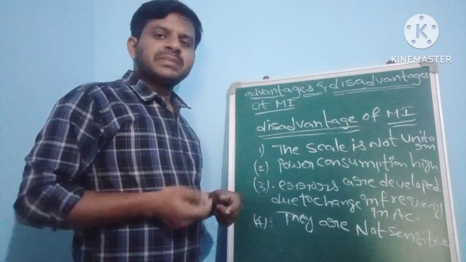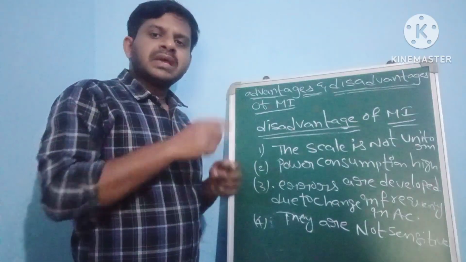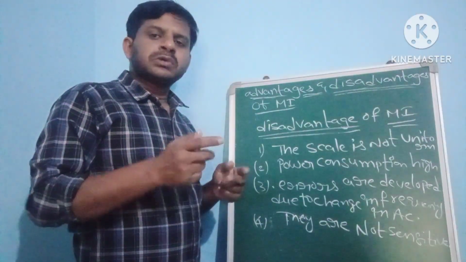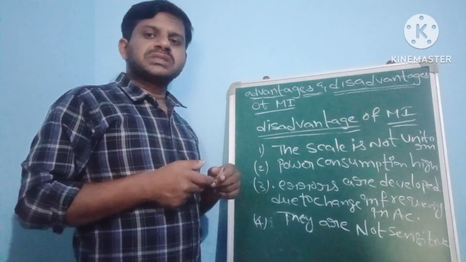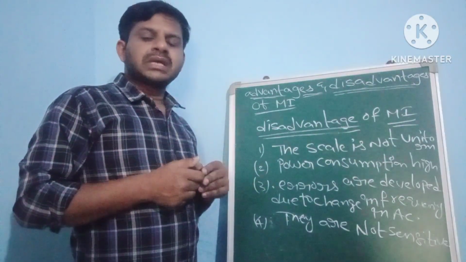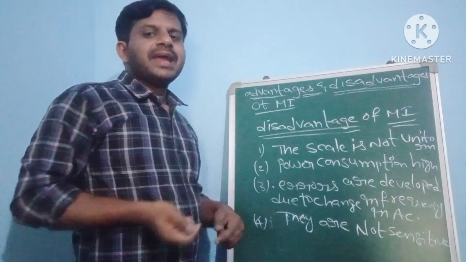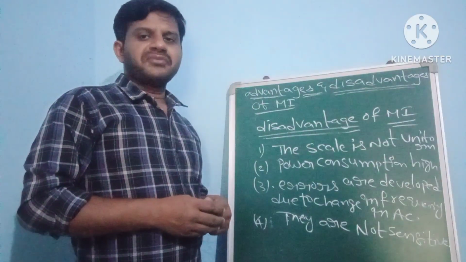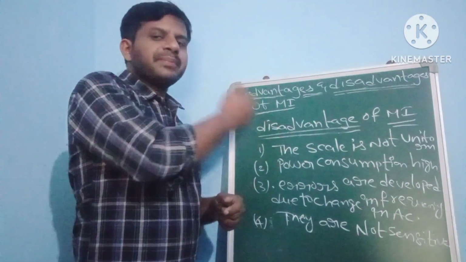But in the case of PMMC instruments, we are using only a spring system, so there may be very little chance of corrosion. So that's why exactly accurate values can be measured. So those are the advantages and disadvantages of PMMC as well as MI instruments.